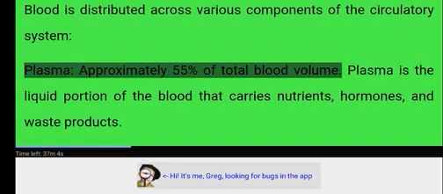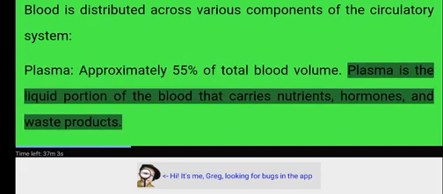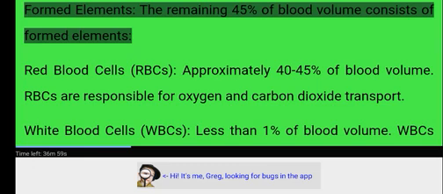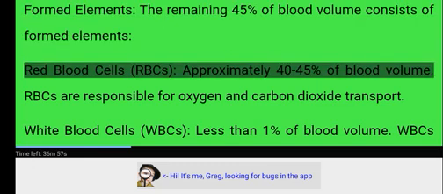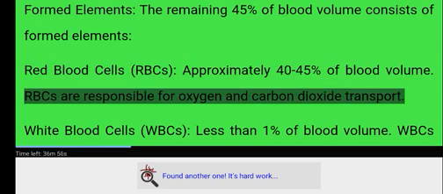Plasma. Approximately 55% of total blood volume. Plasma is a liquid portion of the blood that carries nutrients, hormones, and waste products. Formed elements. The remaining 45% of blood volume consists of formed elements. Red blood cells, RBCs, approximately 40-45% of blood volume. RBCs are responsible for oxygen and carbon dioxide transport.